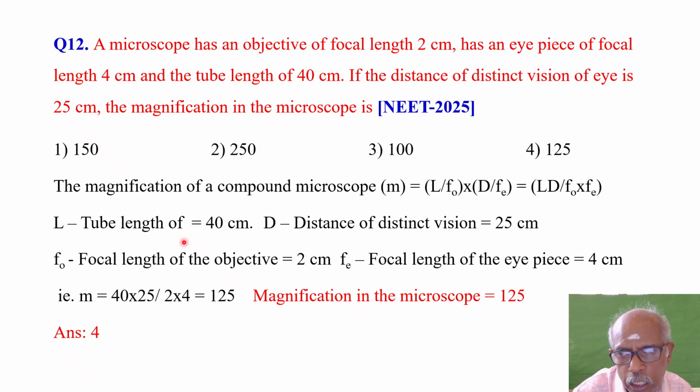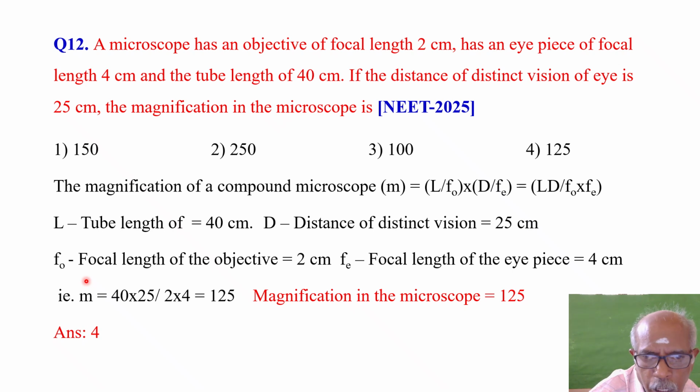L is the tube length of the microscope, it is 40 centimeter. The distance of distinct vision, D, is 25 centimeter. F naught, the focal length of the objective, is 2 centimeter. Fe, the focal length of the eyepiece, is 4 centimeter. So all the four things are given. Sir, should we convert the centimeter into meters or need not? You need not, because everything is in centimeter, they will cancel easily.